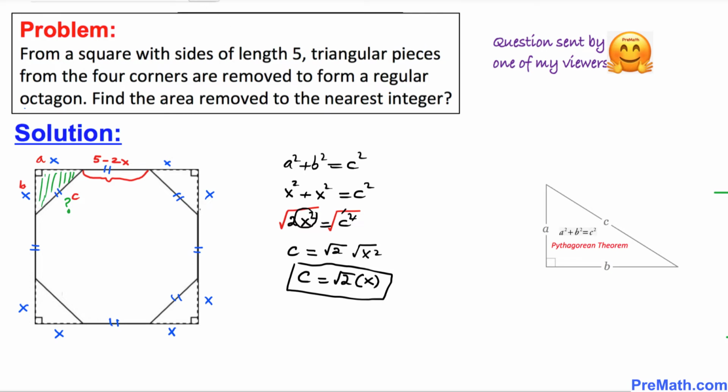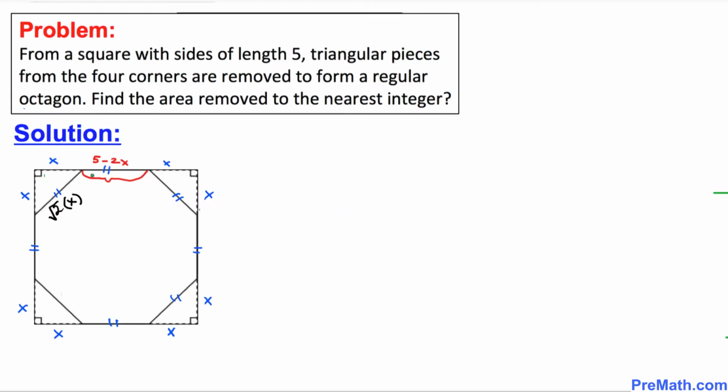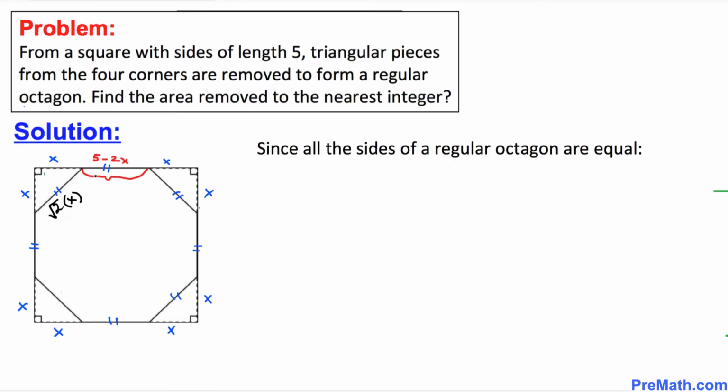So this part of the triangular piece is simply square root of 2 times x. I have nicely put down the length of this side as square root of 2 times x, and this one we already know is 5 minus 2x. Since this is a regular octagon, all the sides of this regular octagon are equal.